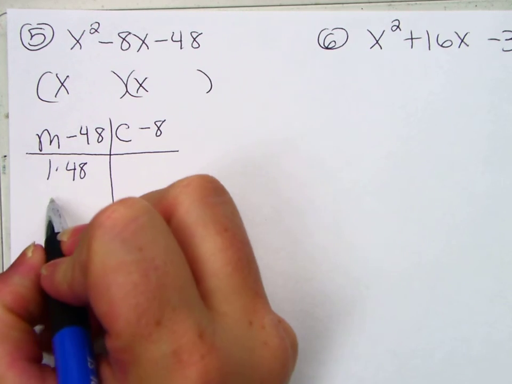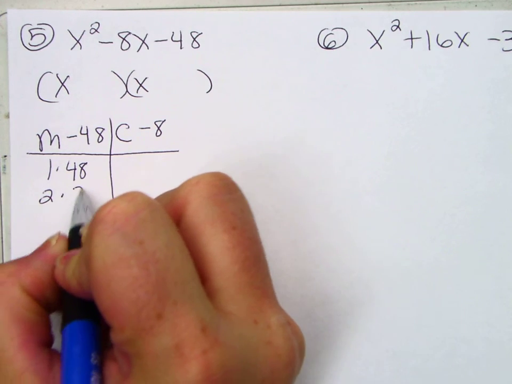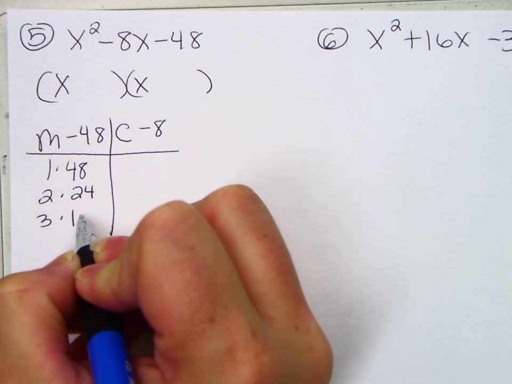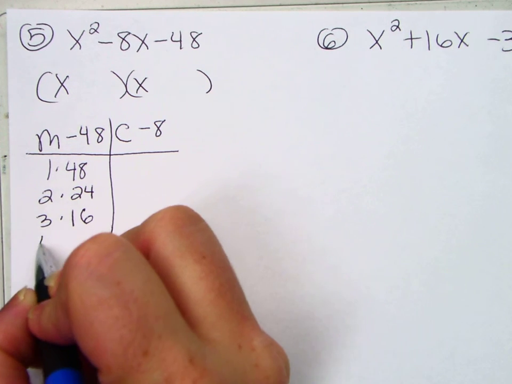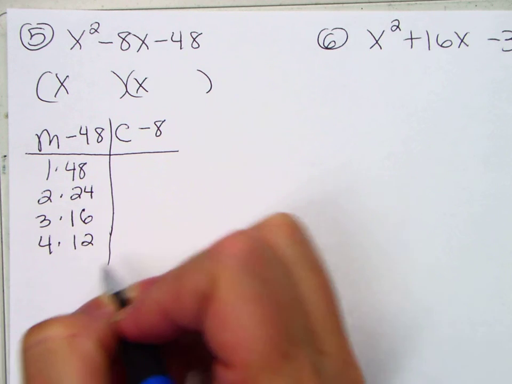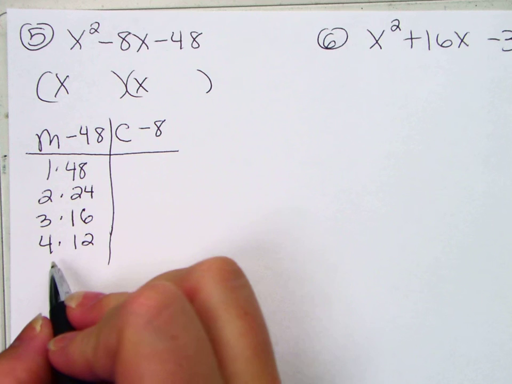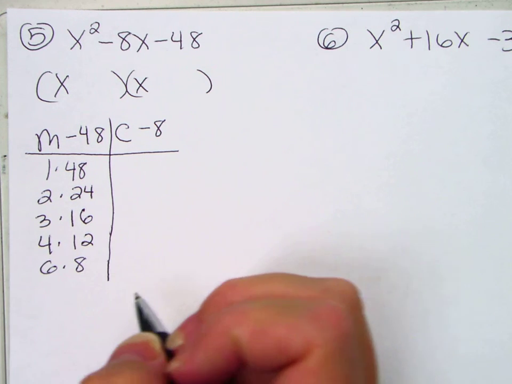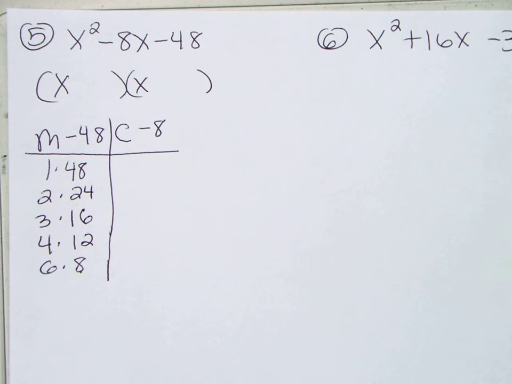Use your calculator. 48 divided by 2 is 24. 48 divided by 3 is 16. 48 divided by 4 is 12. 48 divided by 5 has a decimal. 48 divided by 6 is 8. 48 divided by 7 is a decimal. And now we already have 8, so we're done.